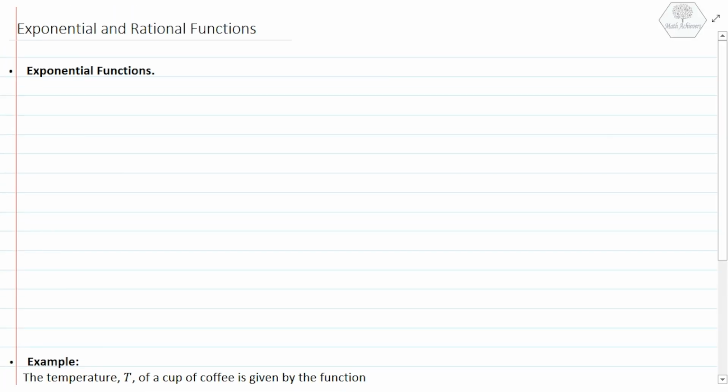Hi, our lesson now is about exponential and rational functions. Let's start with the exponential function. The exponential function has the general form f of x equal to a to the power of x plus a constant.